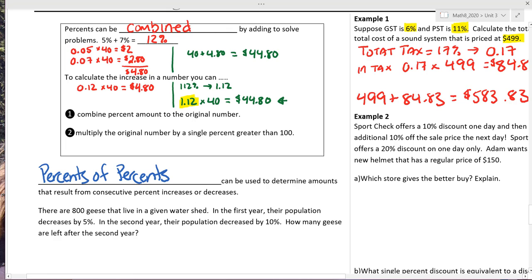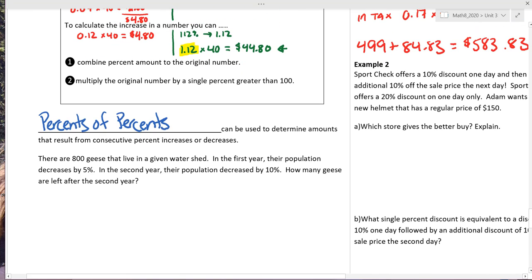Okay, in the first two examples we did with the jacket and the stereo system, we could add the 2% because we're doing the tax on the same thing. We're taking the PST on the jacket. We're taking the GST on the tax on the jacket or on the stereo. They're taking the tax on the same thing. There's a different kind of questions where those percentages refer to different amounts, and in those situations you just can't add, right? Let's do an example to show you how.